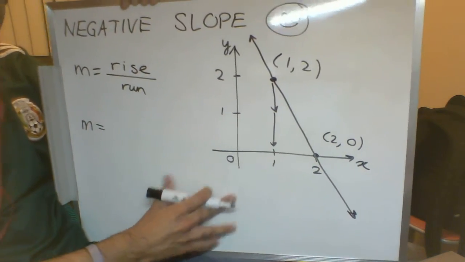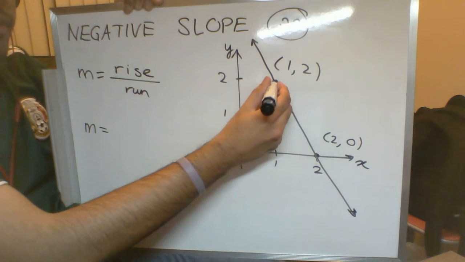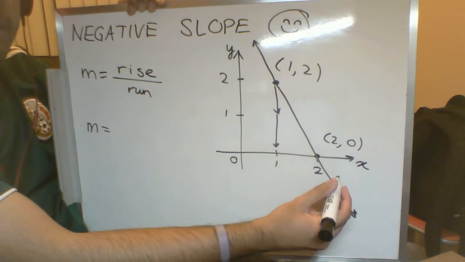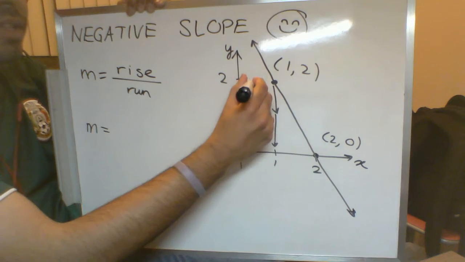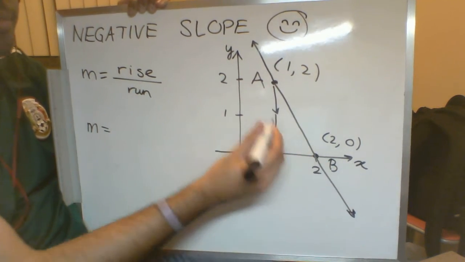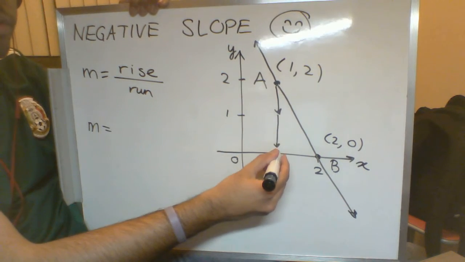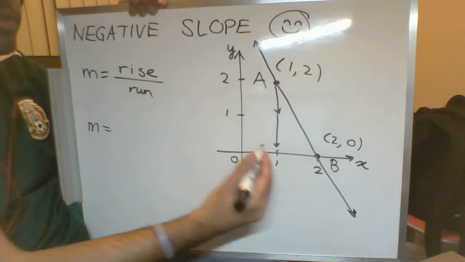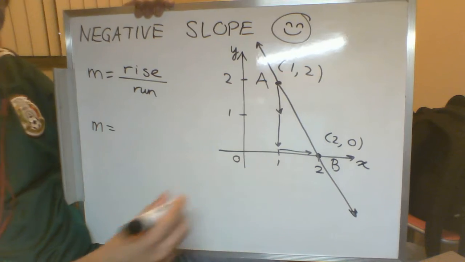If we think about it the first way, going from this point over here to that point over there, let's label them. Let's say this is point A and that one's point B. Going from point A to point B, we have to first fall 2 units, so we have to go down 2 units, and then we move over 1 to the right.